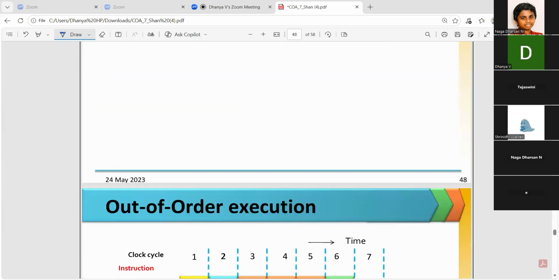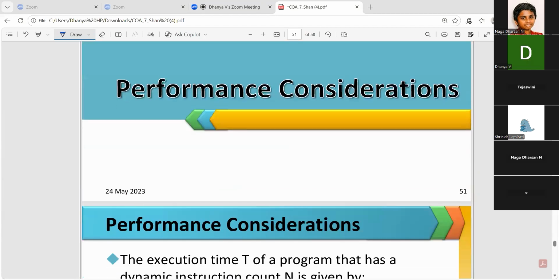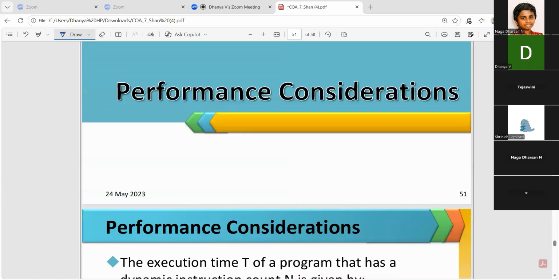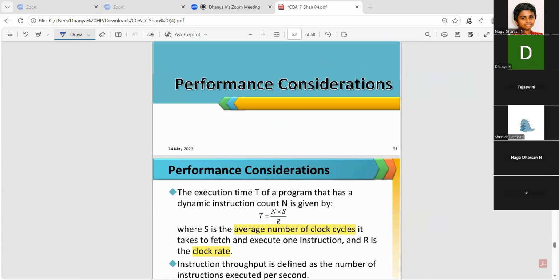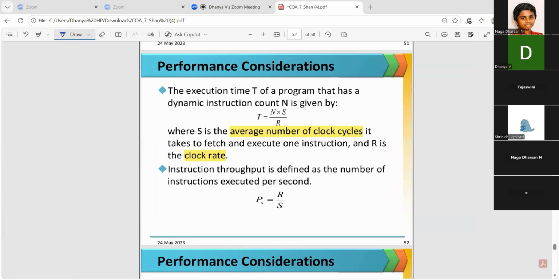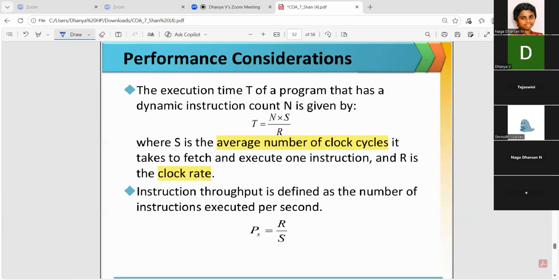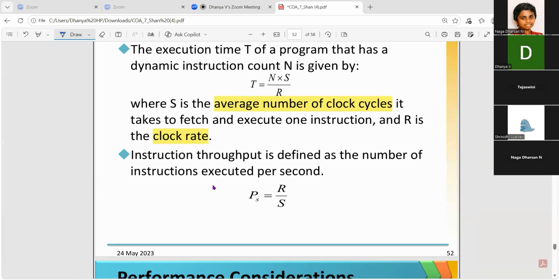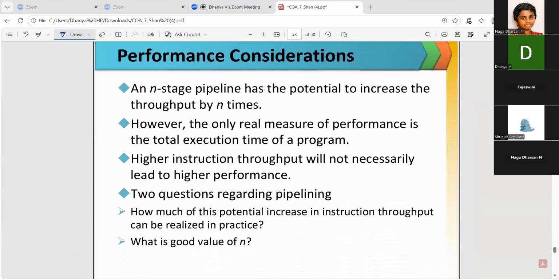Okay, so the superscalar execution, we'll deal with it in the next session that we'll be doing. So it's basically just parallel processing, not much. So in about 5 minutes, we'll complete the theory part of it and move on to the questions. Okay, so this formula we already know, right? T is equal to NS by R, where S is the average number of clock cycles, R is the clock rate, T is the execution time, N is the instruction count, all of those. So we already know that.